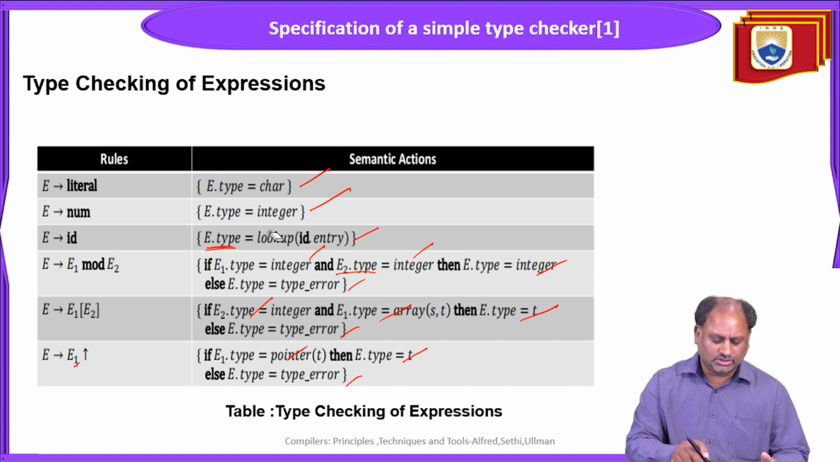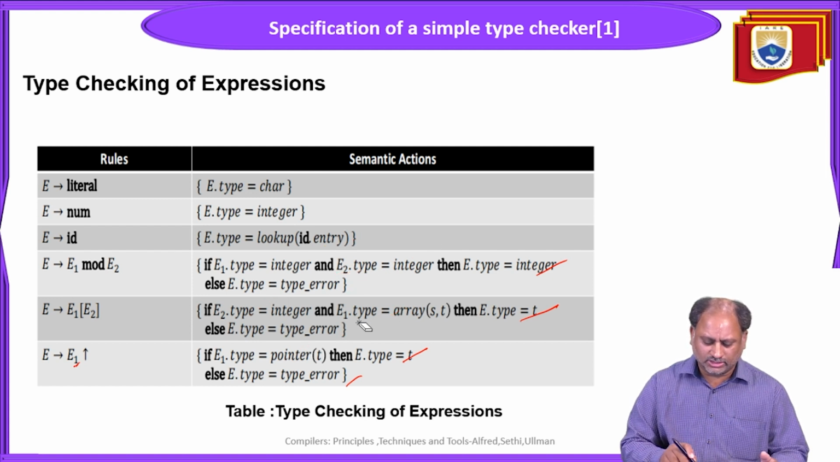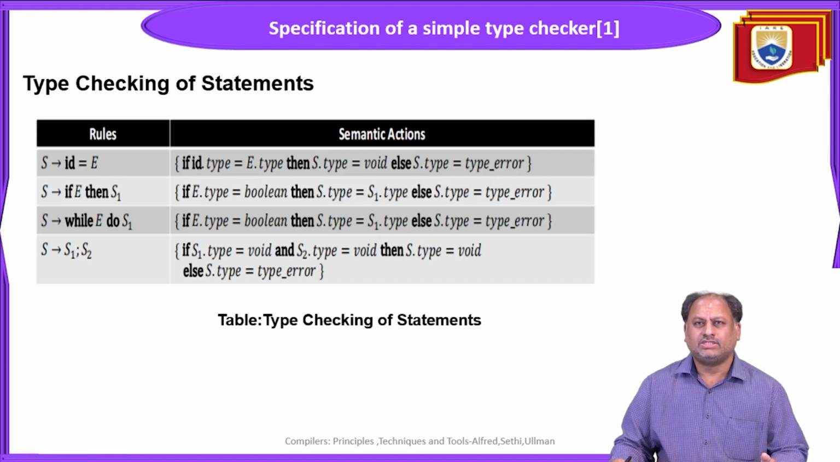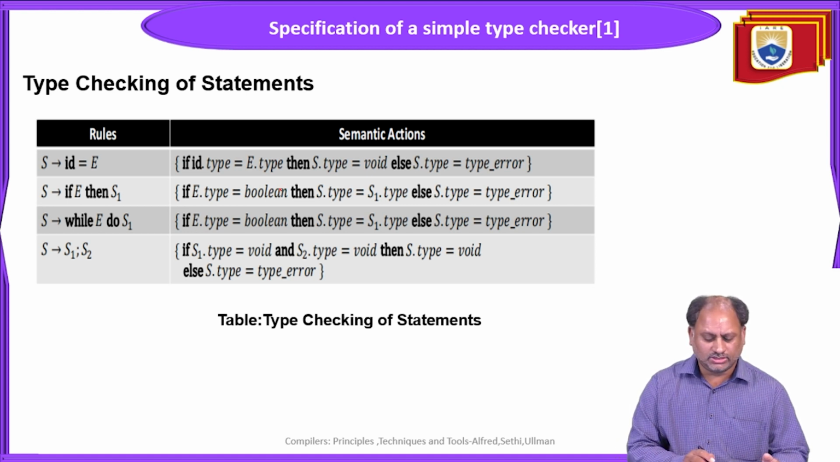So like that we are going to write semantic actions for each of the types with type expressions, specifying whether the expected type is reached. Statements also we can define with this. Here is how statements can be involved with the semantic actions. What is the identifier type here and the corresponding expression type? If both are the same, then it returns nothing, else error.